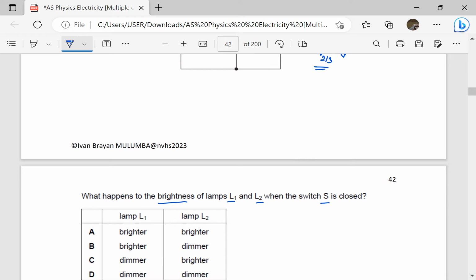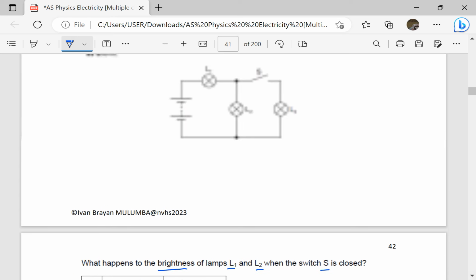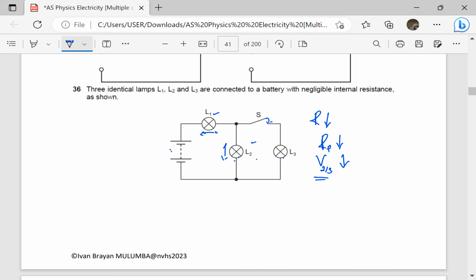So let's check. L2 is going to be dimmer. So L2 must be dimmer. So we have this one option and this option here. So this is wrong. Then if L2 is dimmer, let's check L1. Note that total resistance has decreased.